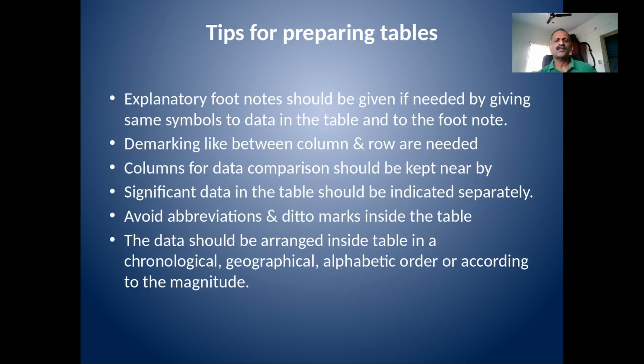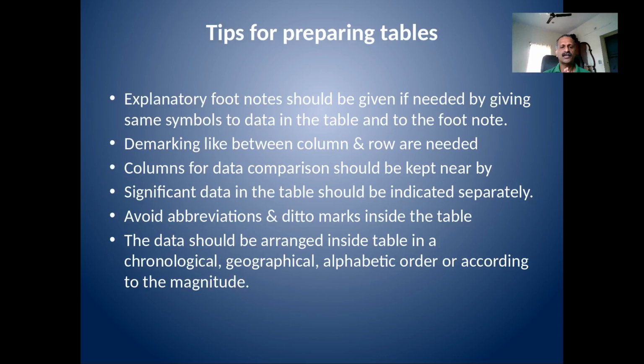Then an explanatory footnote should be given if needed, by giving the same symbol to data in the table and to the footnote. If you want any explanatory note at the base of the table, you can write it down using some symbols. Symbols you can give in the table, for example 1 star or 2 star, and then the same symbol should be used below the table: 1 star, and write the data is significant at 0.05 level.